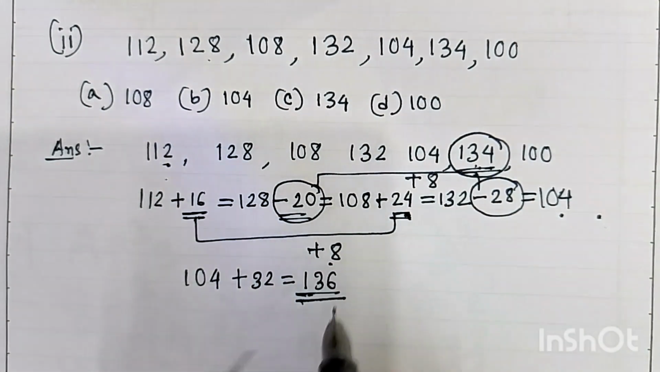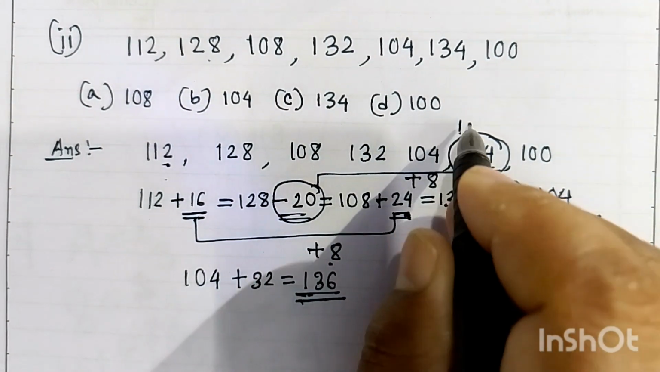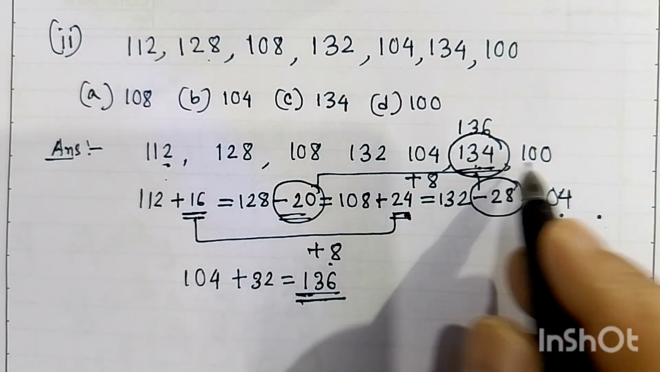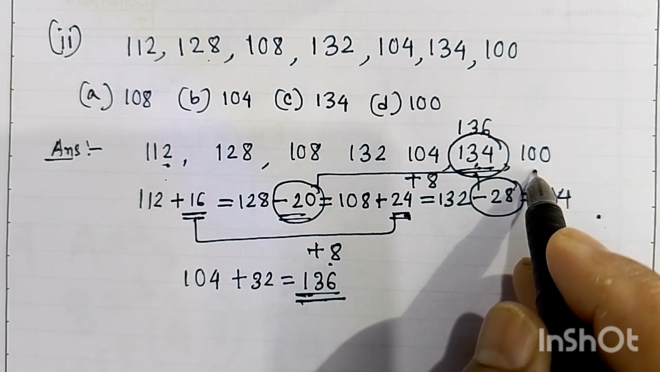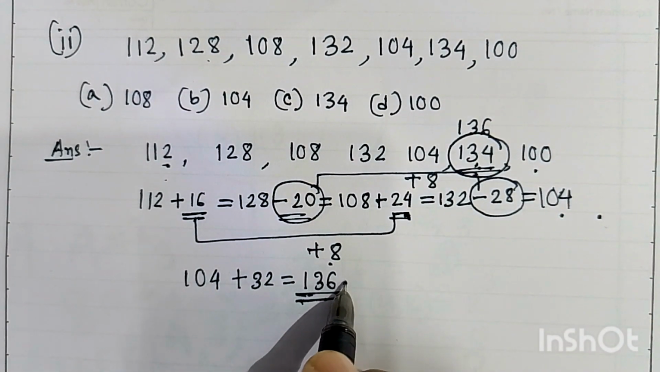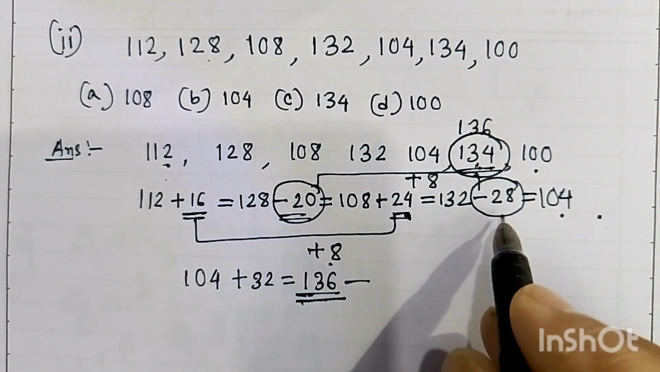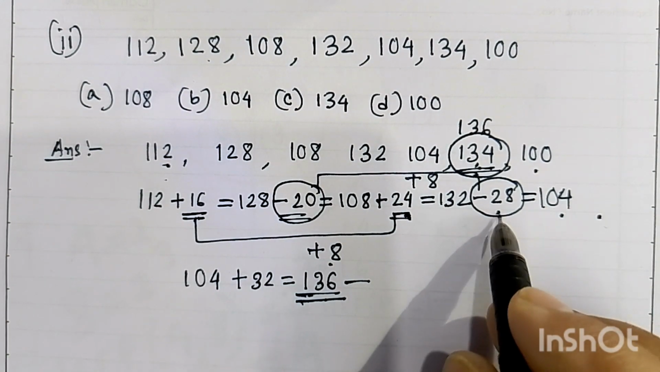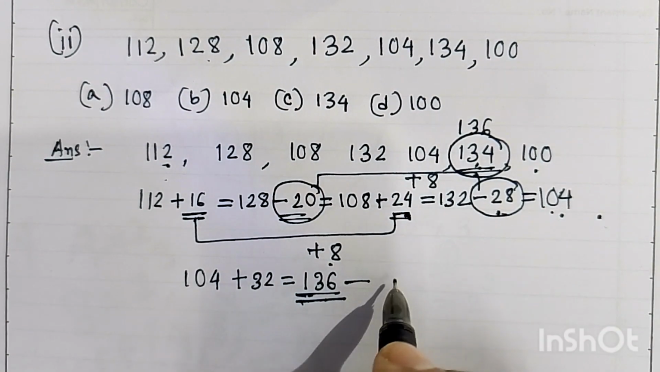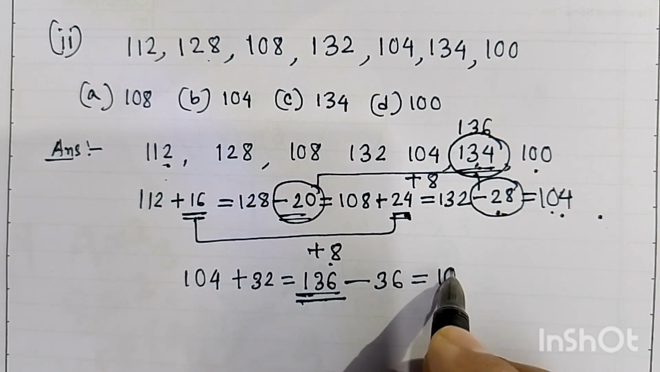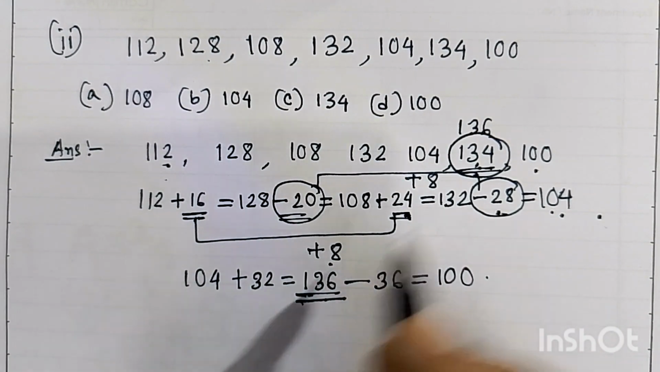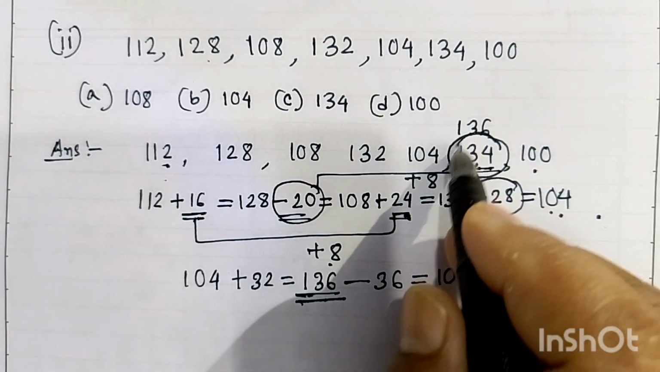If you consider that 136 is a correct number, is it true? If we do subtract in the same order, will you get 100? Then 136, you see here we subtract 28. Definitely 28 plus 8 is 36. If we subtract 36, we are getting 100. So the wrong number is 134.